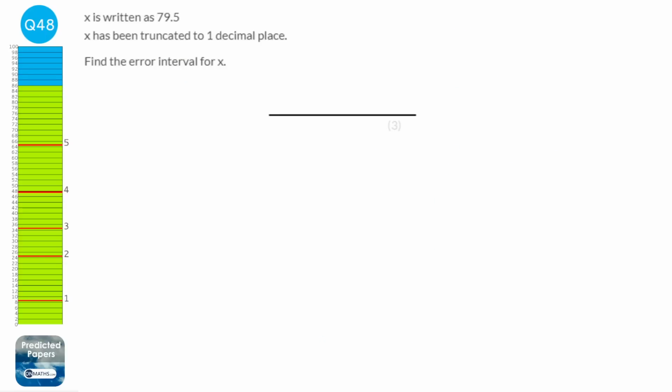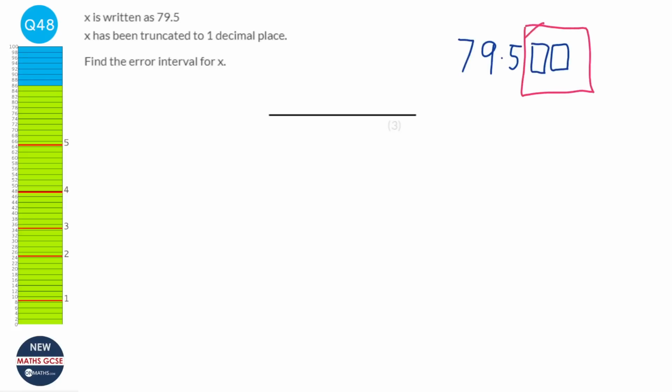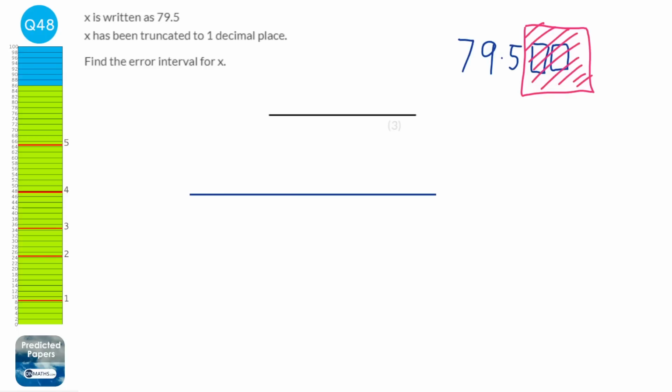The word truncated means that we just literally cut off the next number along. So if we imagine this is our number, we just cut it off. So it's not the same as rounding. We just don't change this digit at all. We just cut off the remaining digits. So the smallest number it could be before it was cut off is 79.500000. The largest number it could have been is 79.5999, etc. So that's the largest it could have been.